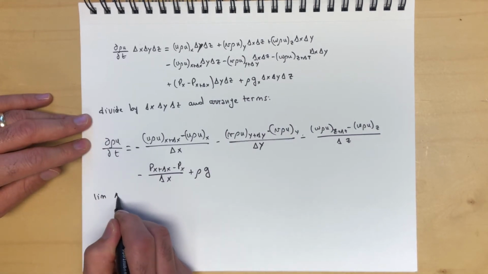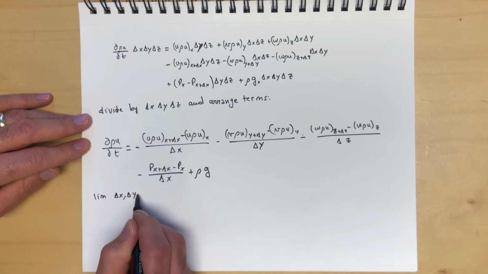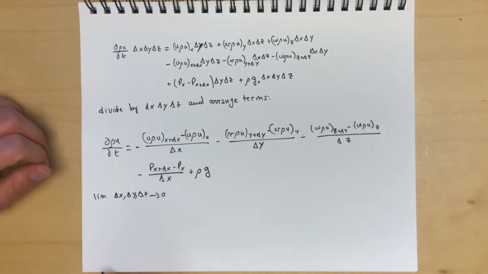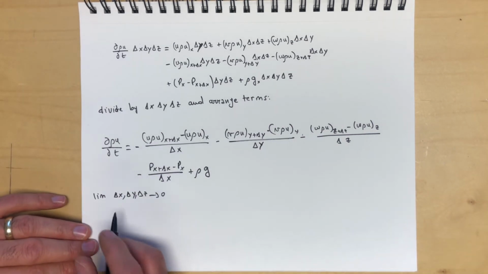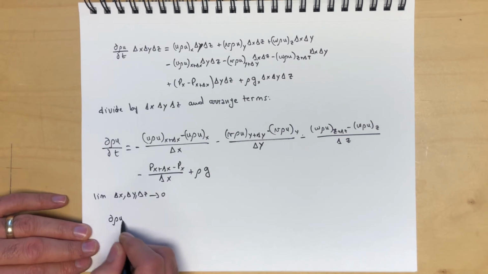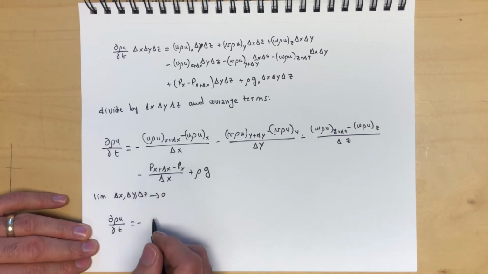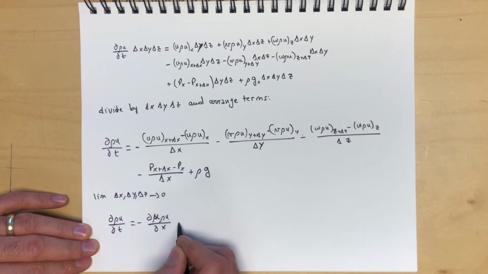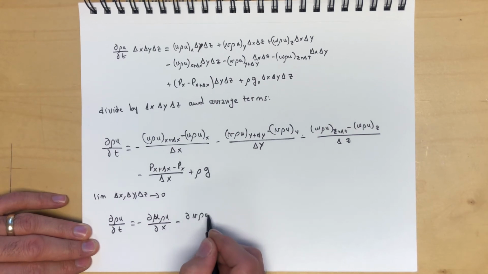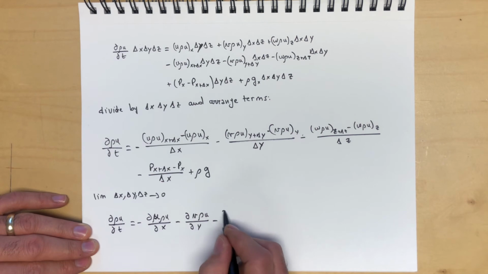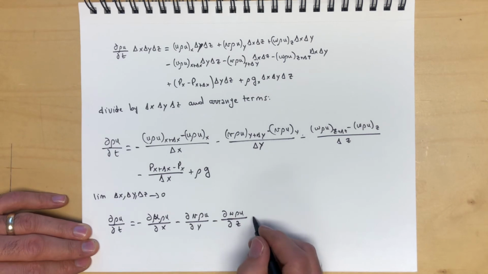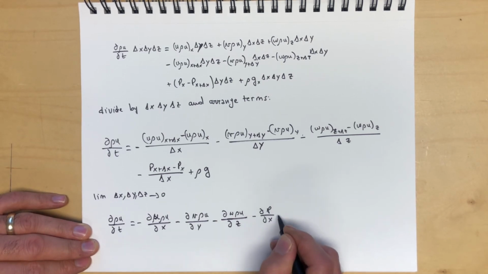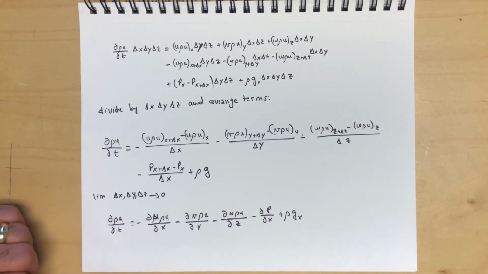And then in the limit as delta x, delta y, delta z approach 0, we recover the x component of the Euler momentum equations. So d rho u by dt equals minus partial u rho u by dx minus partial v rho u by dy minus partial w rho u by dz minus dp by dx plus rho gx.